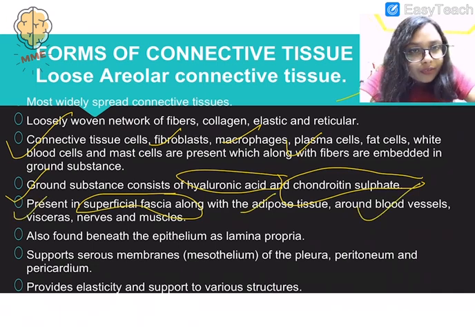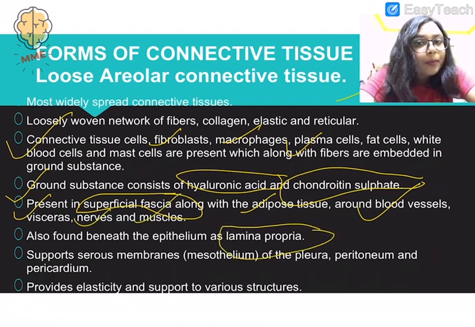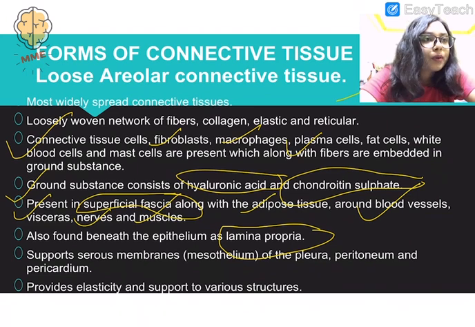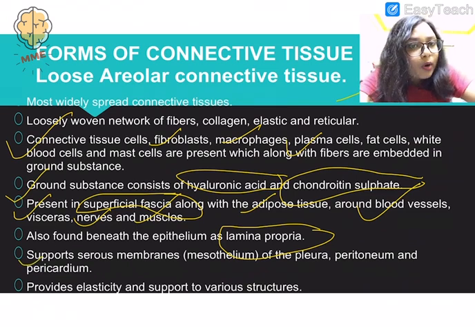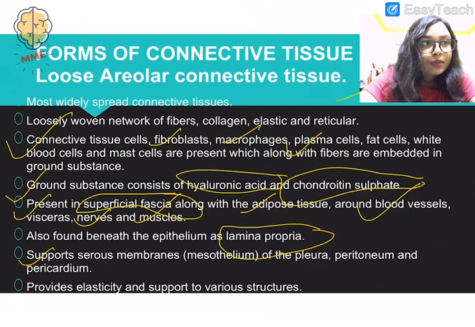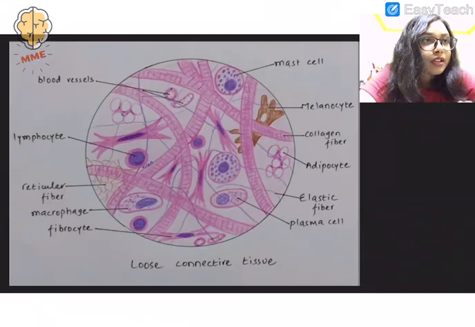They are present around the viscera, nerves, muscles, and also the lamina propria that we have been talking about from our first slide. The lamina propria is actually nothing but the loose areolar connective tissue. They also support serous membranes. The serous membranes, I told you about the mesotheliums like pleura, peritoneum, pericardium, and they also provide elasticity and support to the various structures.